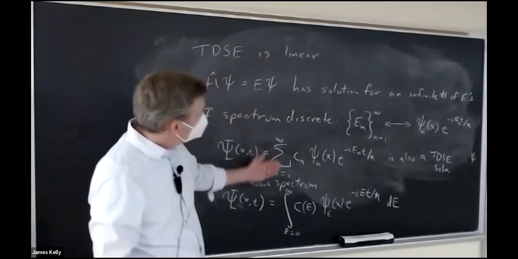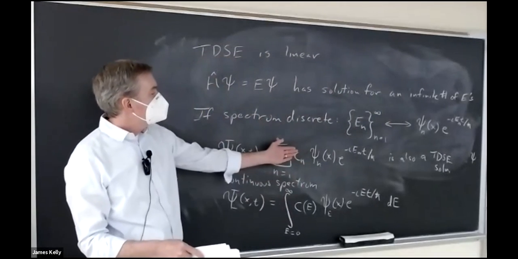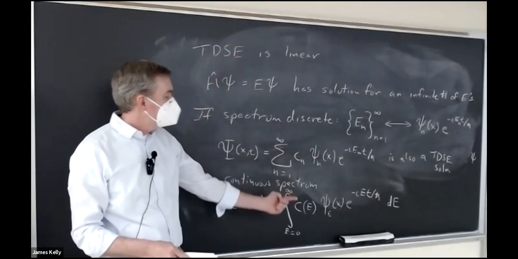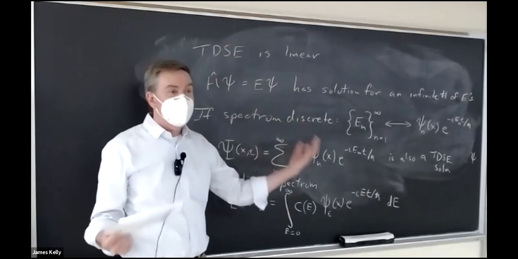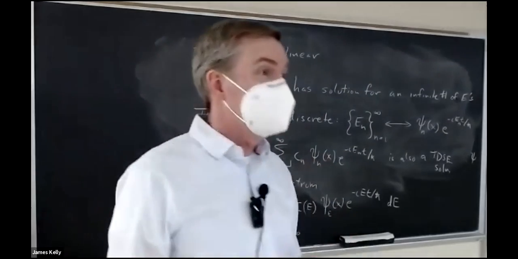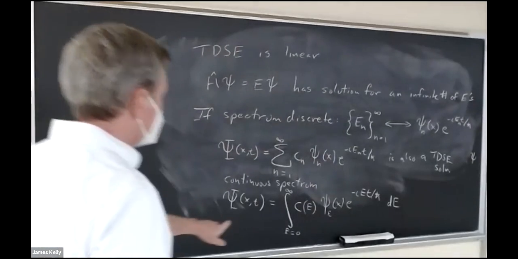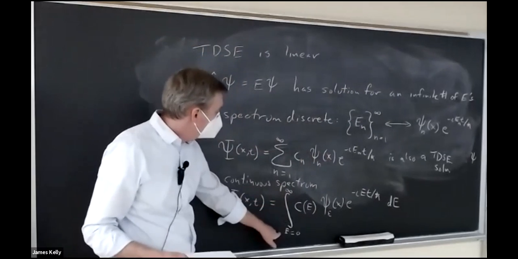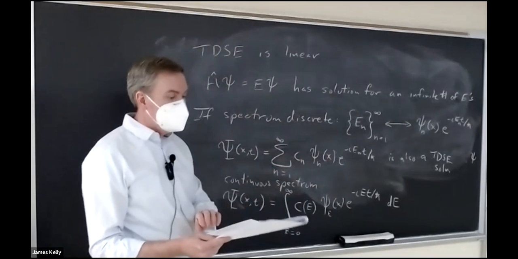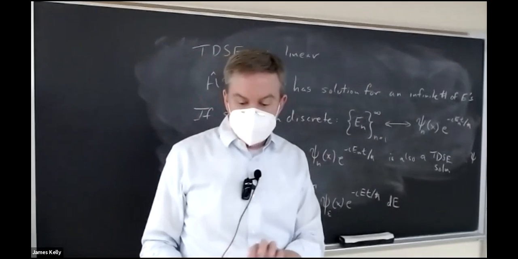Okay, so these are like two sides of the same coin. Discrete case, we have an infinite sum. Continuous case, we have a continuous sum, which is an integral over the range of allowed E's. You know, it doesn't have to be E equals 0 to infinity. It's whatever range of E's corresponds to the collection of eigenvalues.